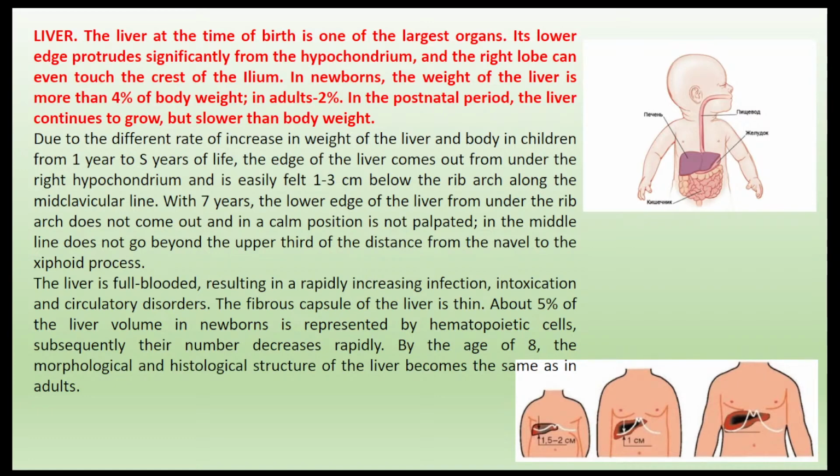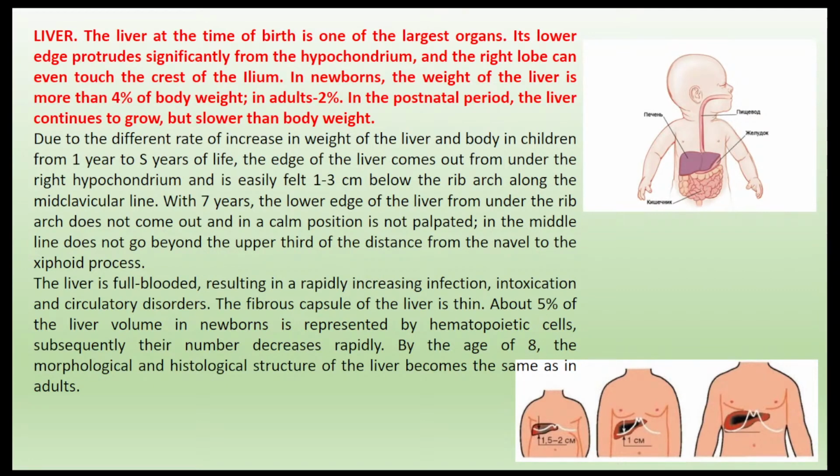The liver is full-blooded, resulting in rapid enlargement in infection, intoxication, and circulation disorder. The fibrous capsule of the liver is thin. About 5% of liver volume in a newborn is represented by hemopoietic cells. Hemopoiesis is present just after birth in the liver.